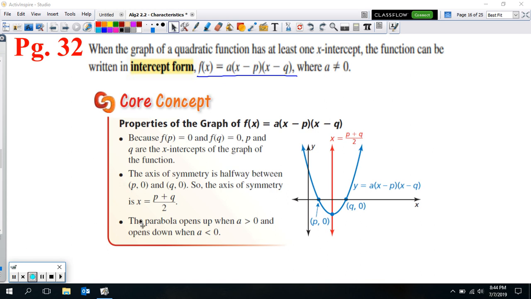The A value helps you figure out if it's going to open up or down. If that's positive for A, it's going to open up. If it's negative, it's opening down. That's still the same characteristic there. The axis of symmetry is always still going to be right through your vertex point. So once you figure out that vertex, that's the P number. All right, so let's move on to doing a couple problems using intercept form.